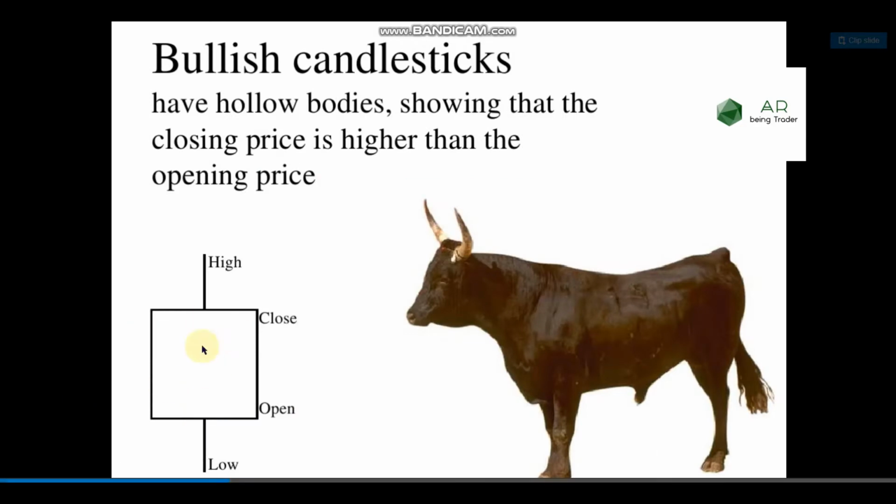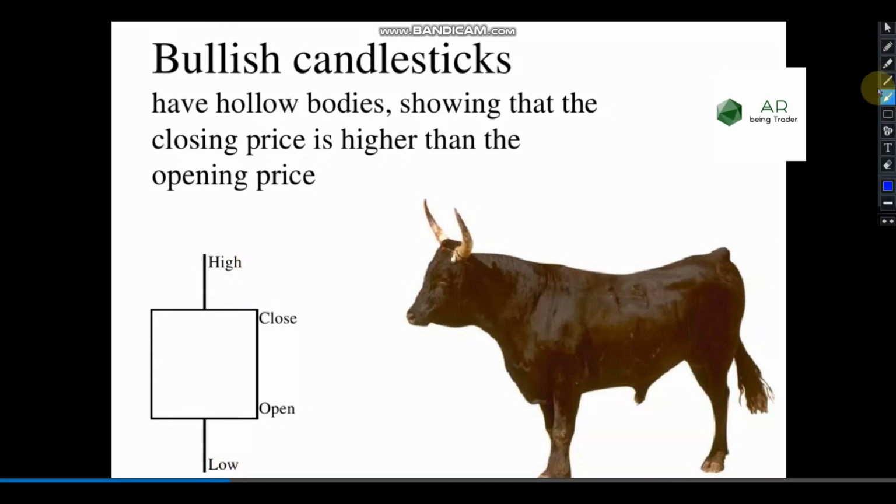Okay, it's a hollow or a green candle. It shows that the opening price will be below the closing price. Or we can say the closing price will be above the opening price. The closing price will be more than the opening price. You can see here, the candle opened here, it made a low, and again it made a high and closed here like this.